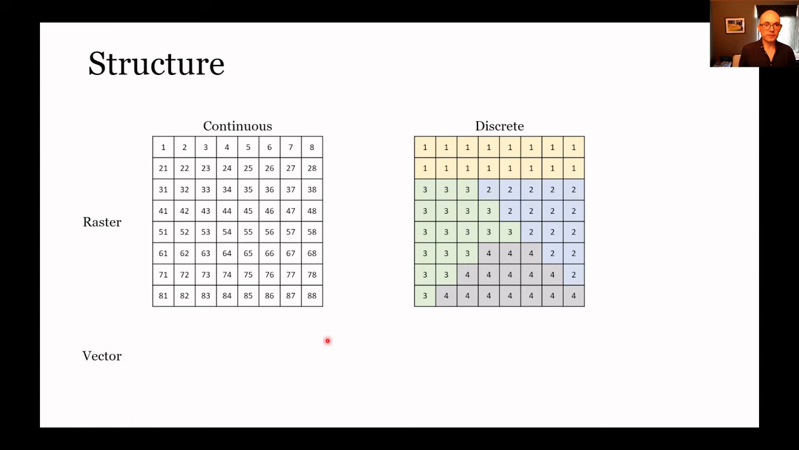The data that it stores, as we've spoken about previously, can be continuous or discrete data. And we've also said several times now that raster is good for continuous data, not so good for discrete data. Vector is good for discrete data, not so good for continuous. So let's try and exemplify this, see if we can work out what's going on. On the left, we have some continuous data, not very inventive continuous data, but it's supposed to represent continuous data. And on the right, we have some discrete data.